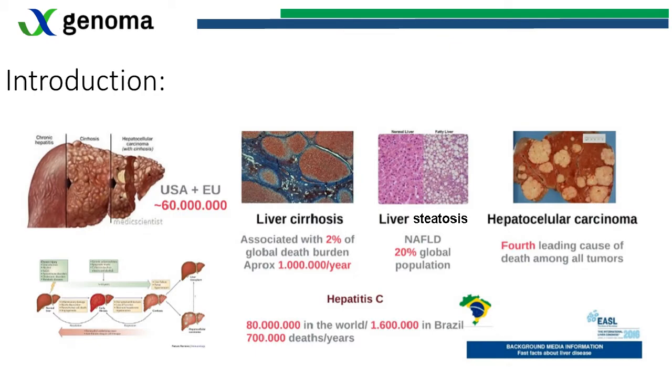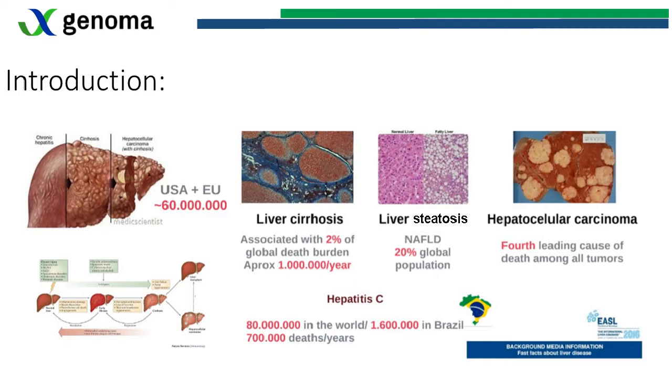But although the liver possesses this amazing ability to regenerate, many diseases can evolve from chronic exposure to hepatotoxins. Chronic liver disease affects more than 60 million people in the US and Europe alone. And liver cirrhosis, which is the chronic deposition of scar tissue within the liver, is associated with 2% of the global death burden, which is approximately 1 million deaths a year.